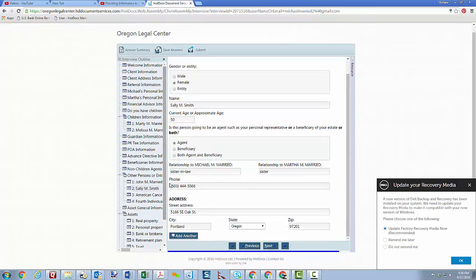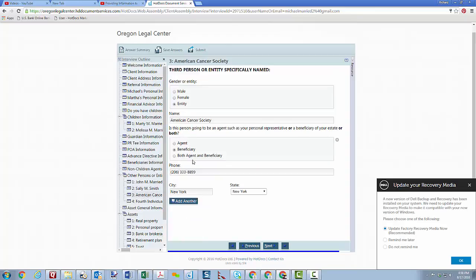It's important that you fill this in. If you don't know some of these answers to these questions, be sure and take a pause and look it up, because we need all this information to do the estate planning. Then there was the American Cancer Society. They're getting some money under your plan, so you'd provide information about them. Now, if you need to add another one, if there was somebody else, you just use the Add Another button. And if you do that, then you get a blank form like this, and you can fill it out.